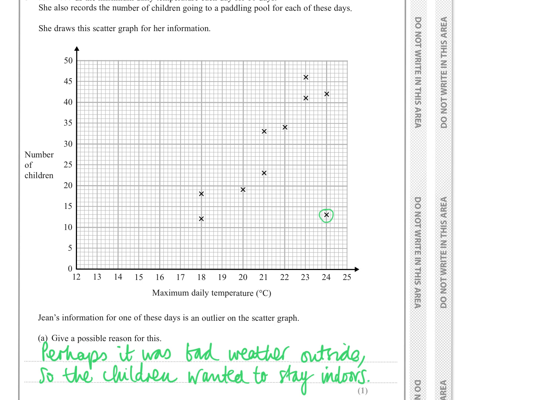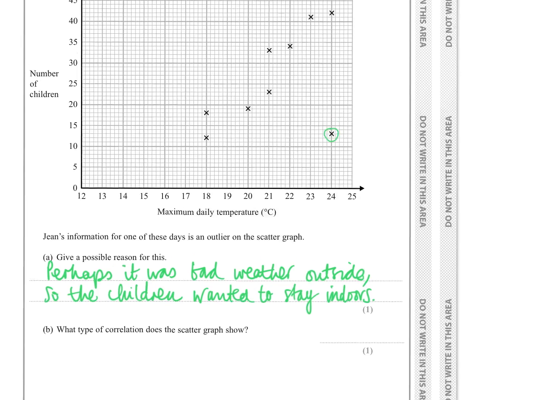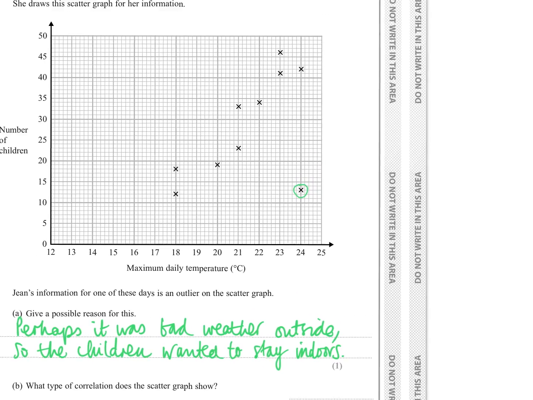Well, I've said perhaps it was bad weather outside, so the children wanted to stay indoors. There's many reasons that you could give. That's just one of them. Now we've got to look, I believe, at what type of correlation does the scatter graph show?